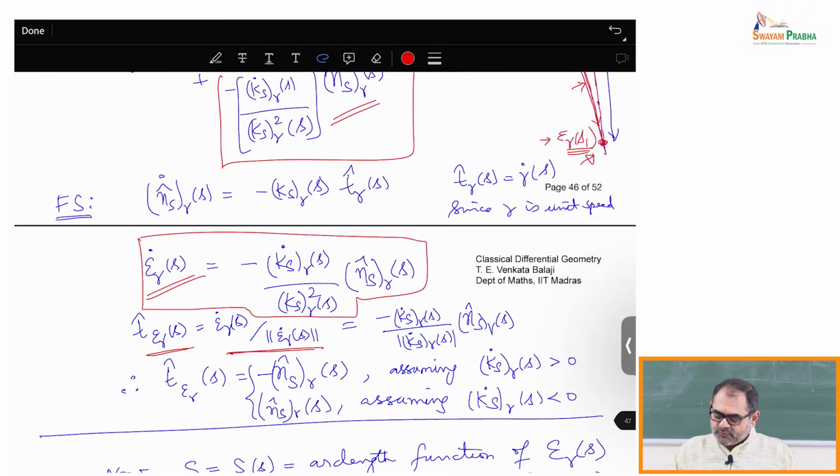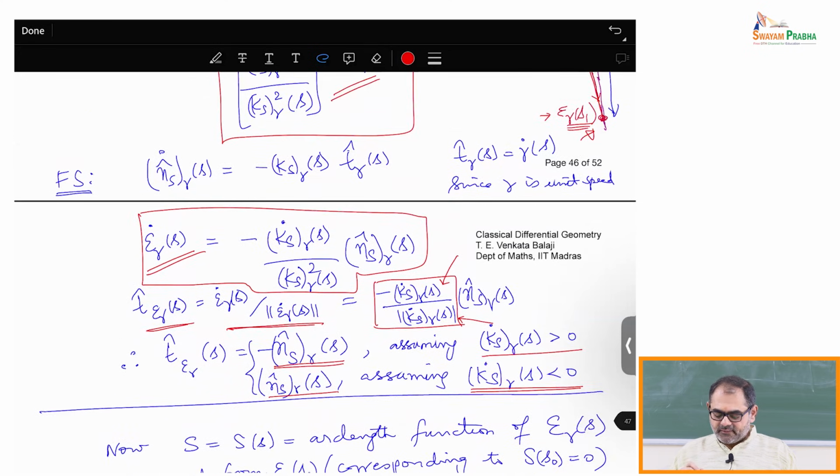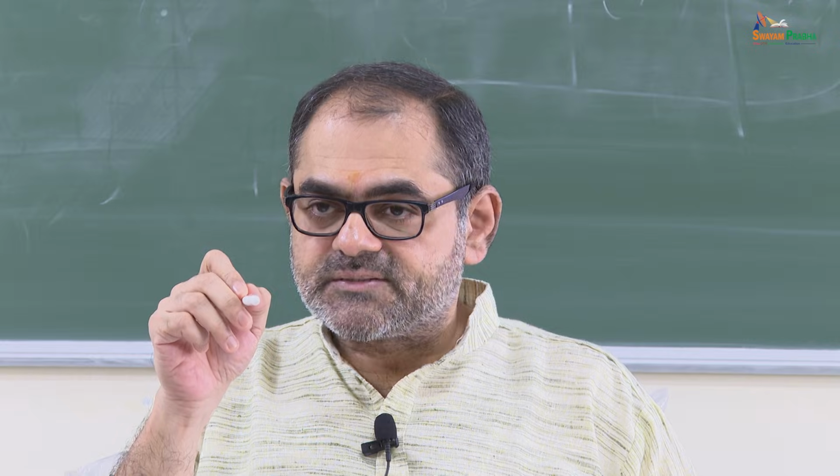If you do that, you get this quantity, which is the derivative of the curvature of gamma divided by the modulus of the derivative of the curvature of gamma. Because there is a mod in the denominator, you will get a sign. If the derivative of the curvature of gamma is positive, you pick up a minus sign, and if it is negative, you get a plus sign. If you want to write it in one go, you write it as minus or plus, depending on positivity or negativity of the derivative of curvature of gamma.